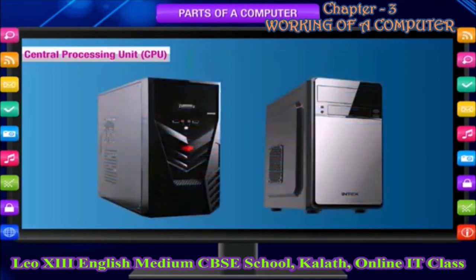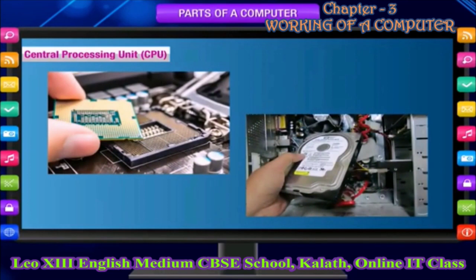A CPU is tower-shaped. It receives data from the keyboard, processes it, and sends the output to the monitor. A CPU has its own memory to store the information. A hard disk drive stores information permanently.